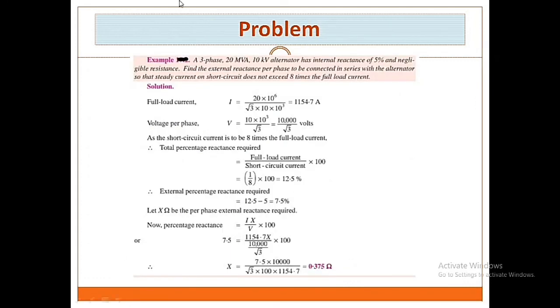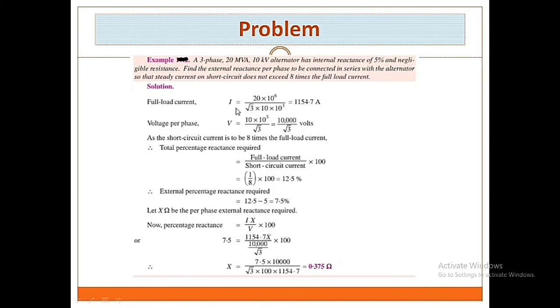Now here is a problem. At first we read the problem. A 3-phase 20 MVA 10 kV alternator has internal reactance 5% and negligible resistance. Find the external reactance per phase to be connected in series with the alternator so that steady current on short circuit does not exceed 8 times the full load current.